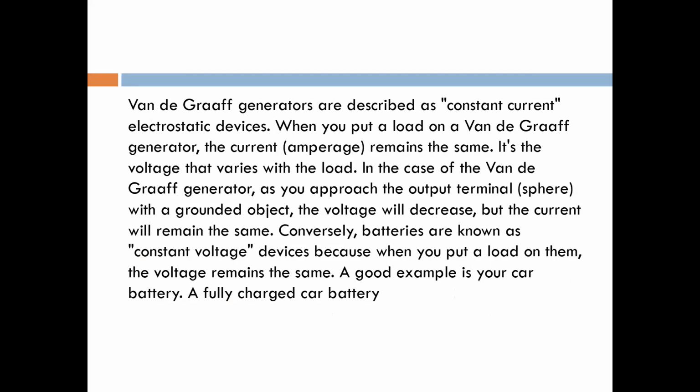Van de Graaff generators are described as constant current electrostatic devices. It means that it is in a constant current status. When you put a load on a Van de Graaff generator, the current remains the same. What is varying? The voltage varies with the load. Constant current means the current is constant, and what varies is the voltage.